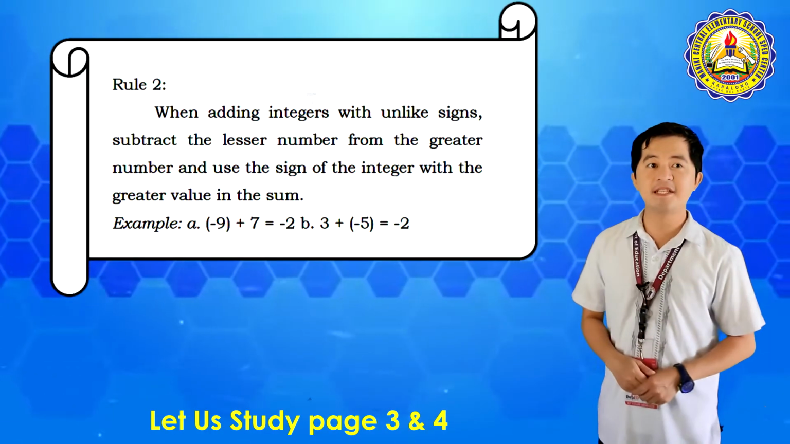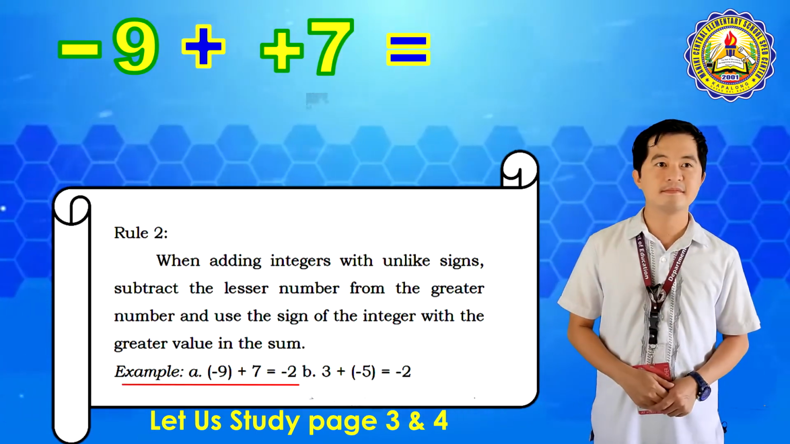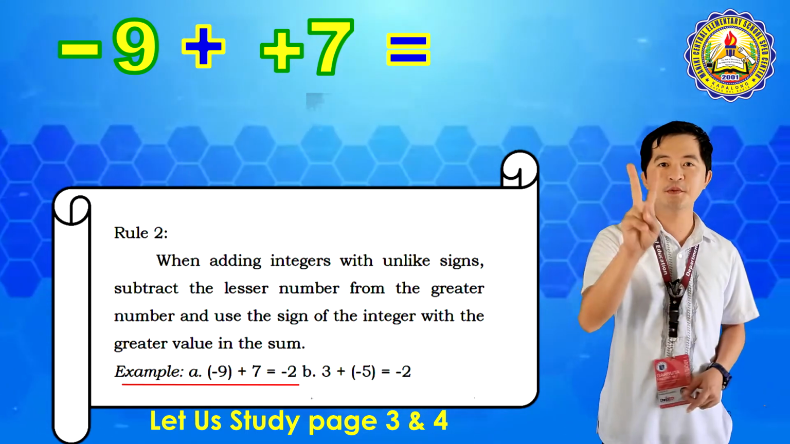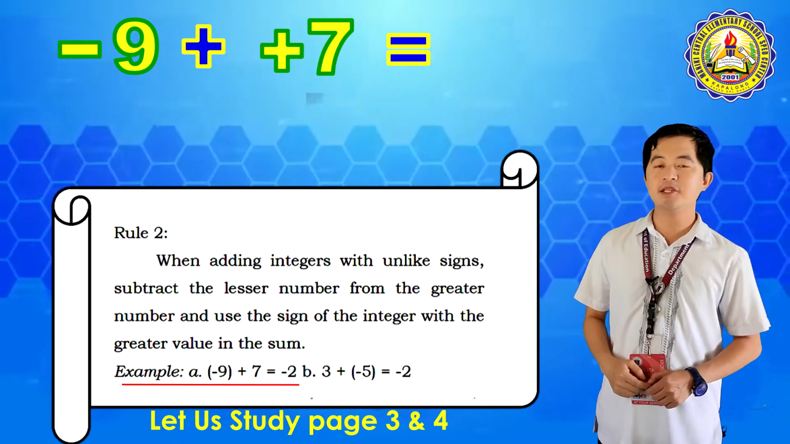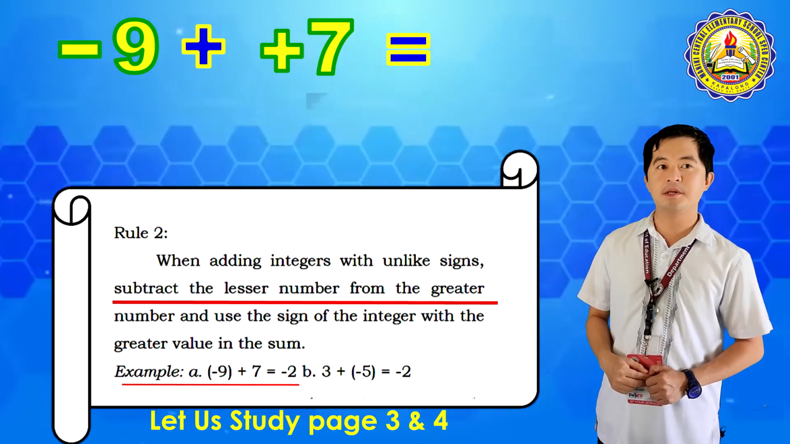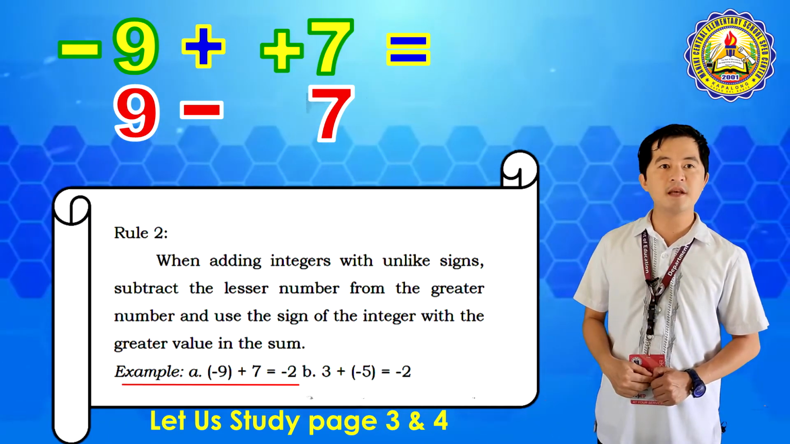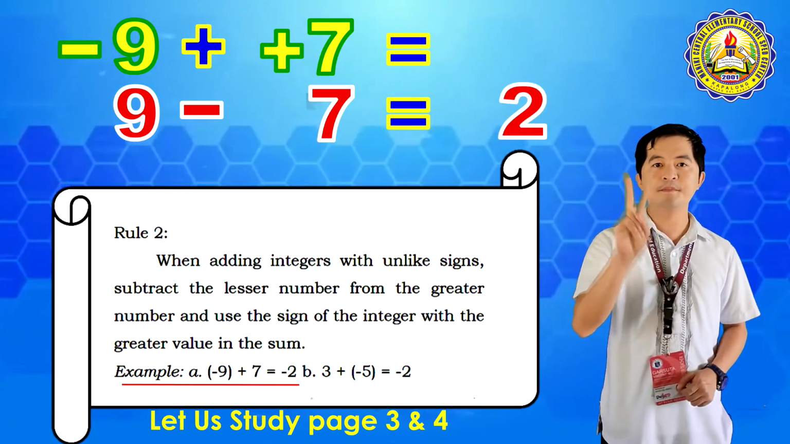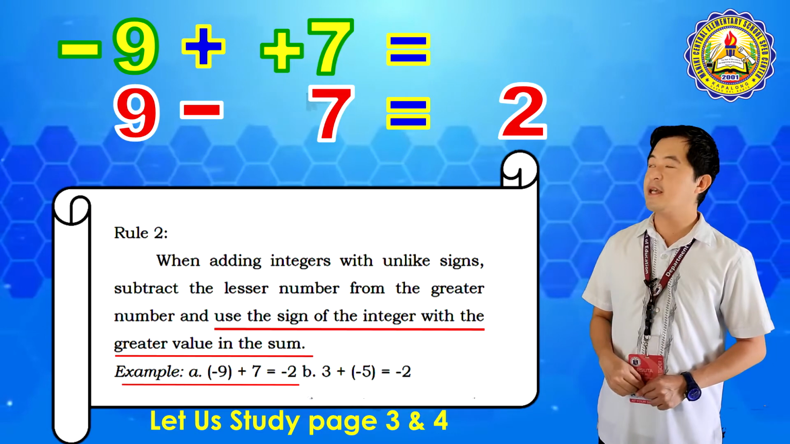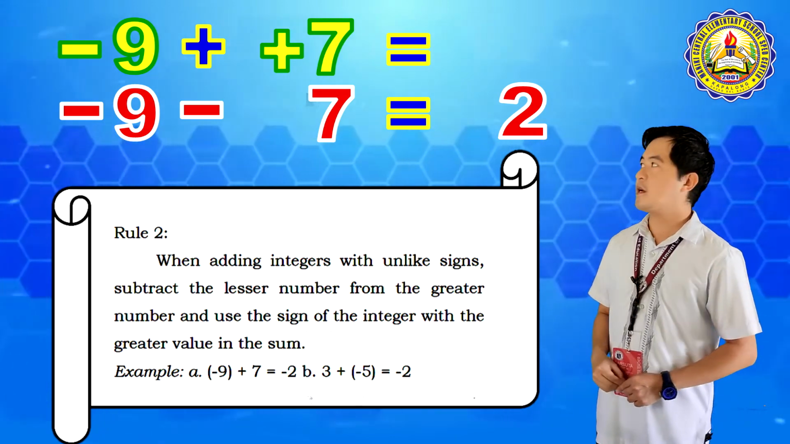How about if they have different signs? Example, negative 9 plus positive 7. We have a negative and a positive sign. Rule number 2, step 1. When adding integers with unlike signs, subtract the lesser number from the greater number. So let's subtract 7 from 9. So 9 minus 7 becomes 2. Step 2. Use the sign of the number with the greater value. In this case, 9 is our biggest number. And since 9 is negative, our answer is negative 2.